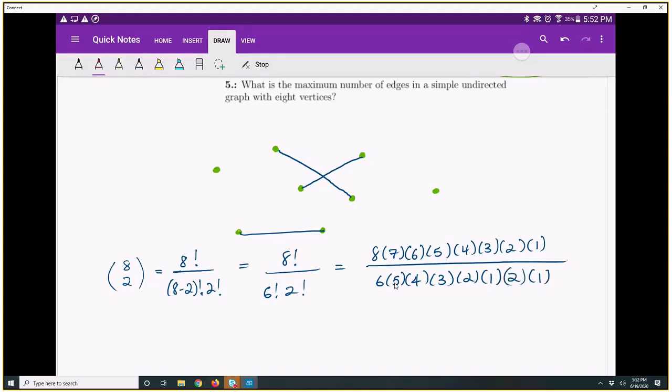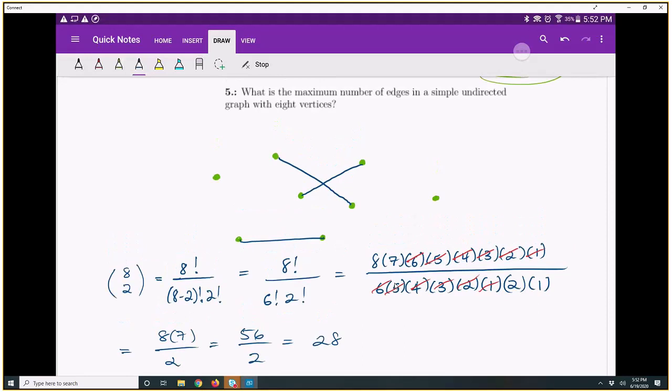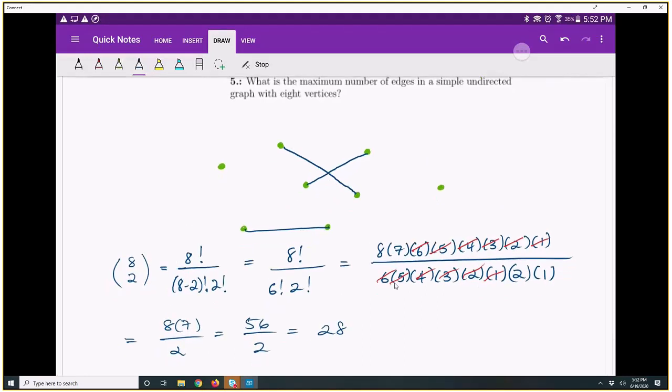So then if I want to start canceling things from top and bottom, I can see that the 6 factorial will completely go away, and it's going to leave me with 8 times 7 over 2, which is 56 over 2, which is 28. So 28 is the maximum number of edges in a simple undirected graph with 8 vertices.